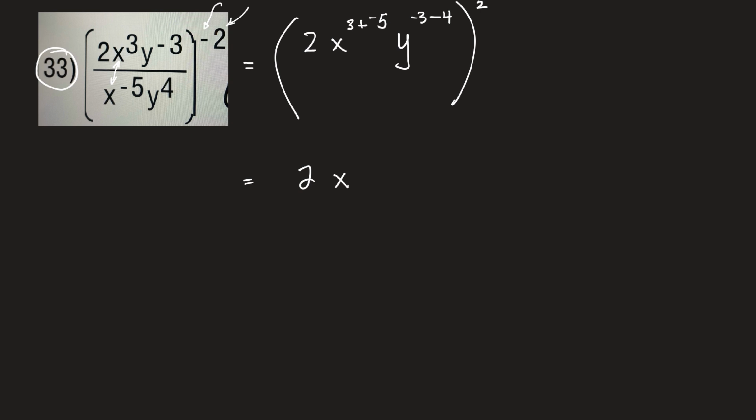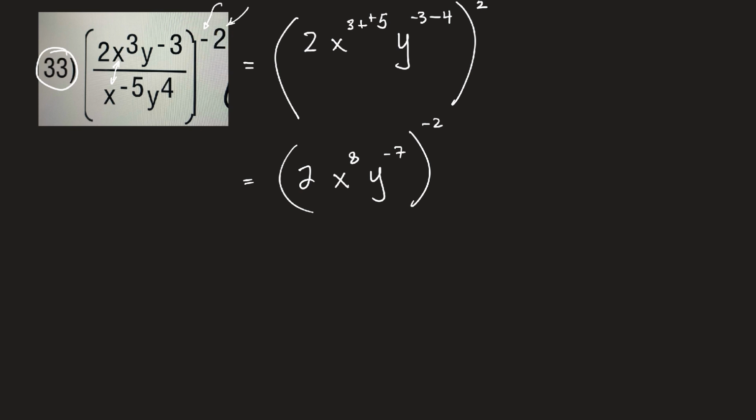So I see common bases inside, so I can subtract their exponents. So I'll have 2, and then it'll be x to the 3 take away a negative 5. Careful with that. And then the y's will be y to the negative 3 take away 4. Okay, all squared. So this will equal 2 x to the, 3 minus the negative, these change to positive, so it'll be 8. And then y, negative 3 minus 4 is a negative 7. Okay, to the negative 2.